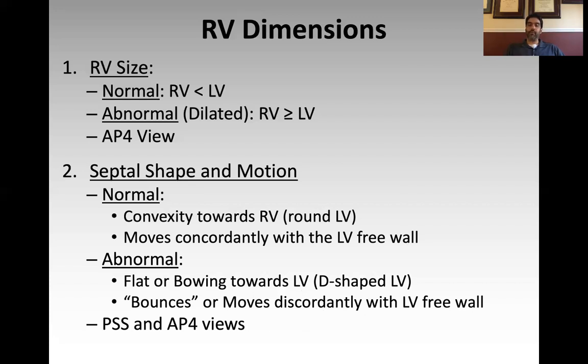Okay. These things, dilated RV, septal flattening, septal discordance, all suggest RV pressure or volume overload. Okay. If the septal abnormalities are predominantly or only in diastole, then likely you're dealing with a volume overload situation. If the septal flattening and dyskinesis are in both systole and diastole, it is a pressure overload phenomenon, most likely. They're not necessarily mutually exclusive, but it points you in one direction or the other.